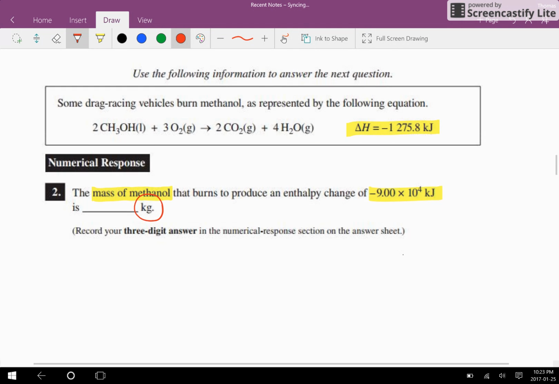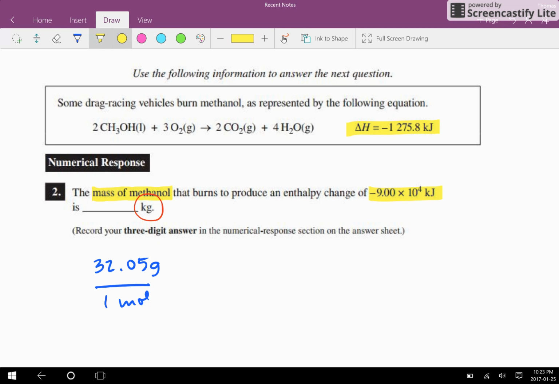So what we'll do here, first of all, is we know that we need mass. So let's start with the molar mass of methanol. So we have 32.05 grams per 1 mole. And that's when we add up the carbon, the hydrogen, and the oxygen. But we only want this gram unit. So we need to cancel out moles.